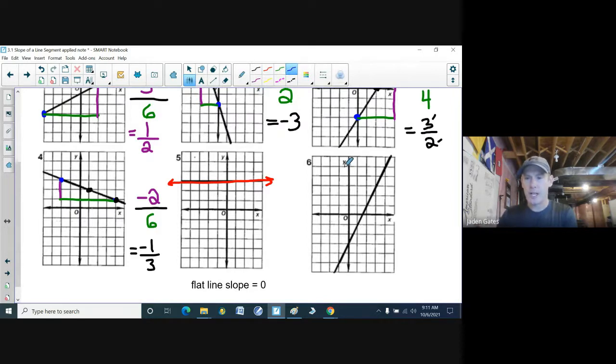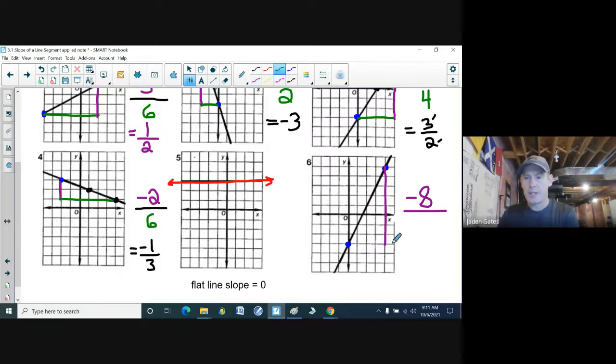Number 6. Again, I'm going to find a point here. There's one there. And there's another one right there. Now, this time, I'm going to move from right to left instead of left to right, and it still works. So here's what happens is that I'm going to go down here. So I go down 1, 2, 3, 4, 5, 6, 7, 8. So my rise is down 8.